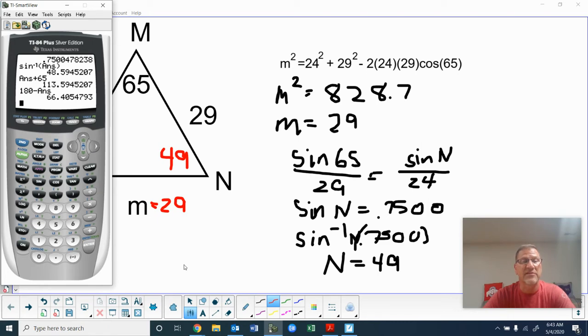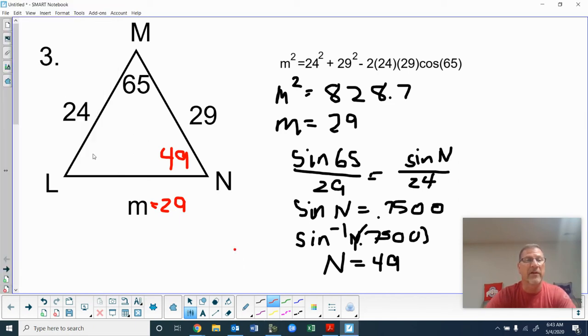So that's 66.4. So close to the nearest whole number, that would be 66. All right. So now we've solved that triangle using the law of cosines, and that was the side-angle-side situation. It's one of the two situations we use this law of cosines. But remember, we always use law of sines as well to finish up.